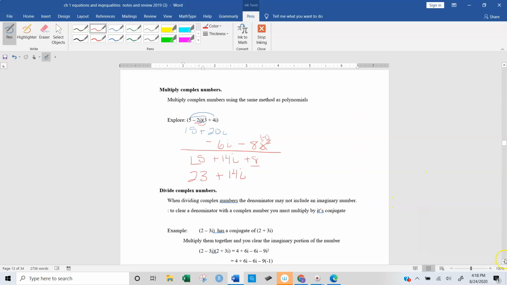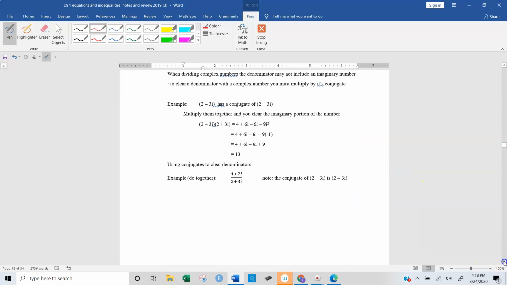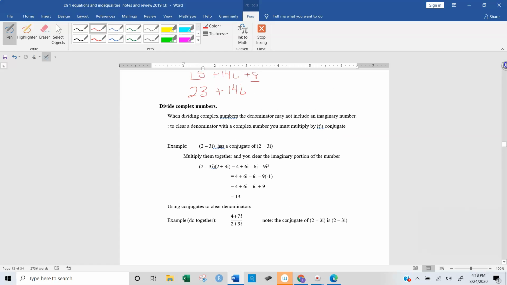Okay, the next part, I should have given you one to try. Let's go here. Okay, a conjugate. Now we've done these with square roots before. It might have been a while ago though. So the conjugate of an imaginary number is the same thing. If it's minus here, it's plus here. If this is plus, then this is minus. You just change that inside sign.